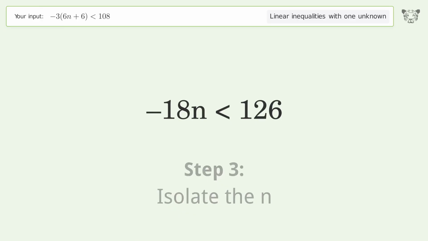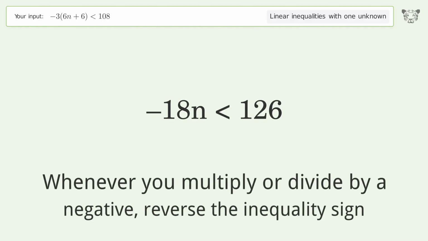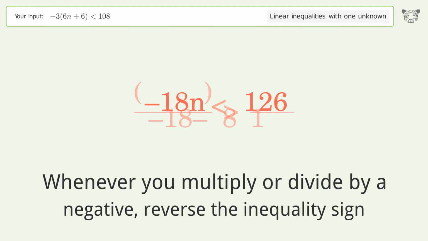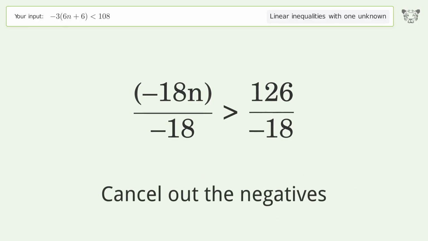Isolate the n. Divide both sides by -18. Whenever you multiply or divide by a negative, reverse the inequality sign. Cancel out the negatives.